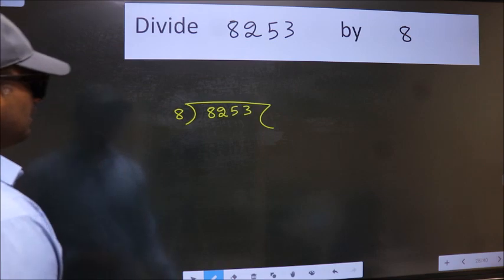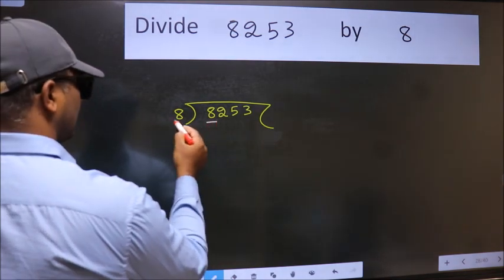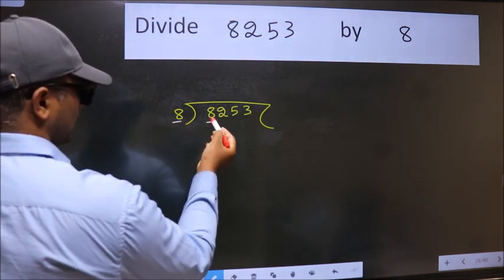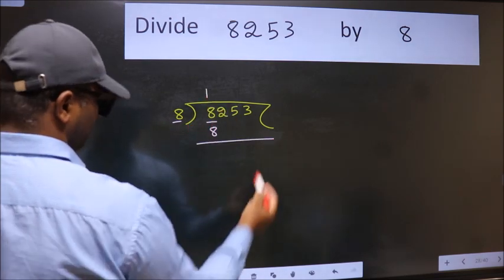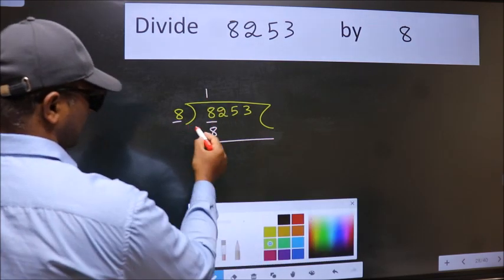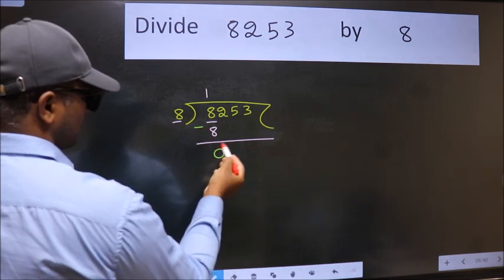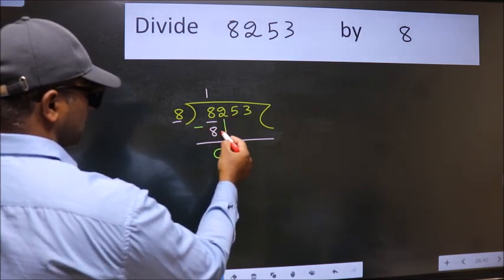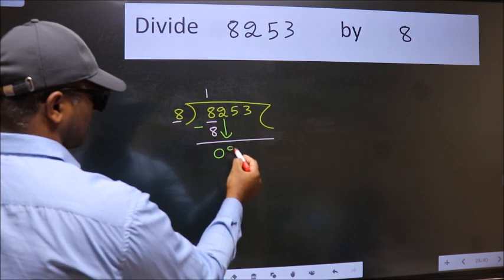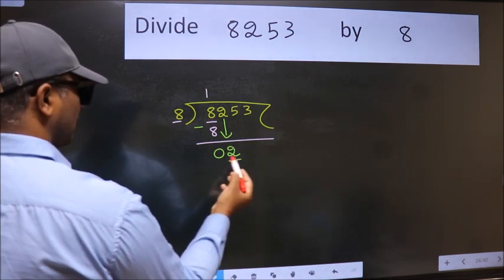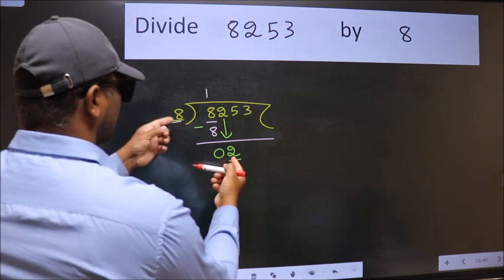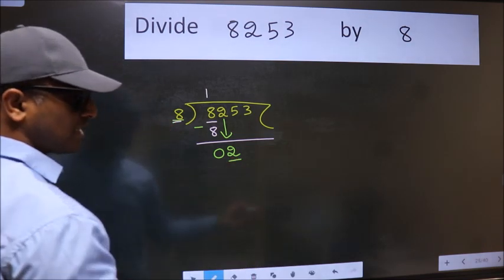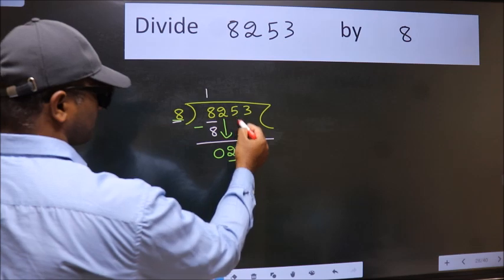Next, here we have 8 and here 8. When do we get 8 in 8 table? 8 ones 8. Now we should subtract, we get 0. After this, bring down the beside number, so 2 down. Now here we have 2 and here 8. 2 is smaller than 8, so we should bring down the second number.